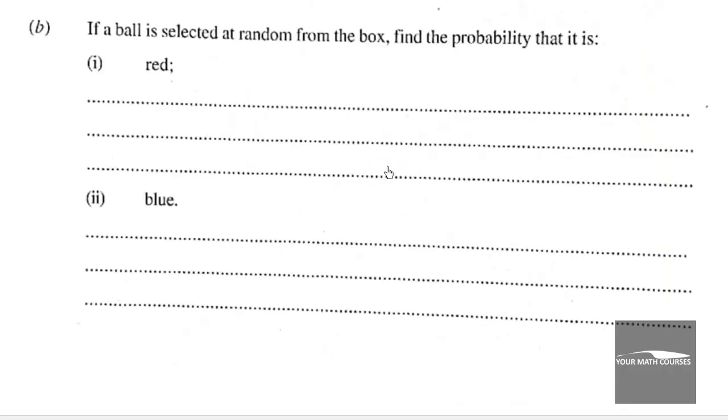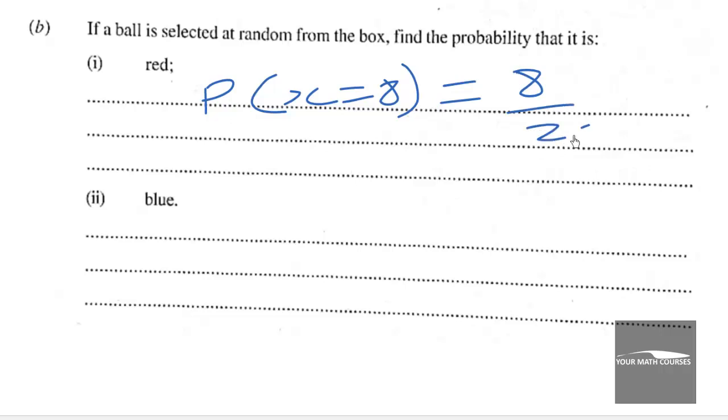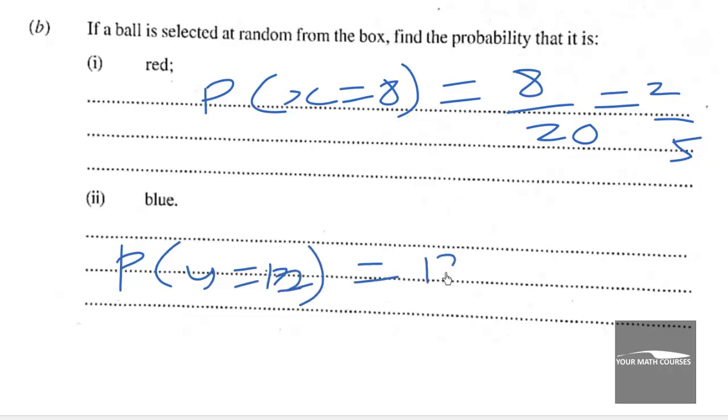So we have to find the probability that a ball selected at random from the box is red. The number of red balls is x, equal to 8. So the probability will be 8 over 20, which is equal to 2 over 5. The probability of blue balls, y is 12, so it will be 12 over 20, which is 3 over 5.